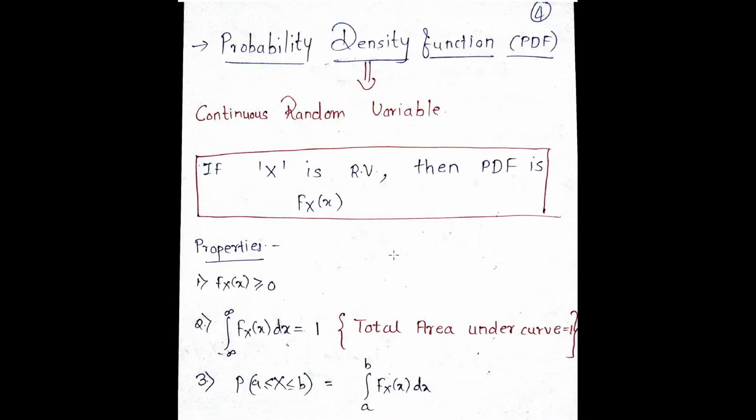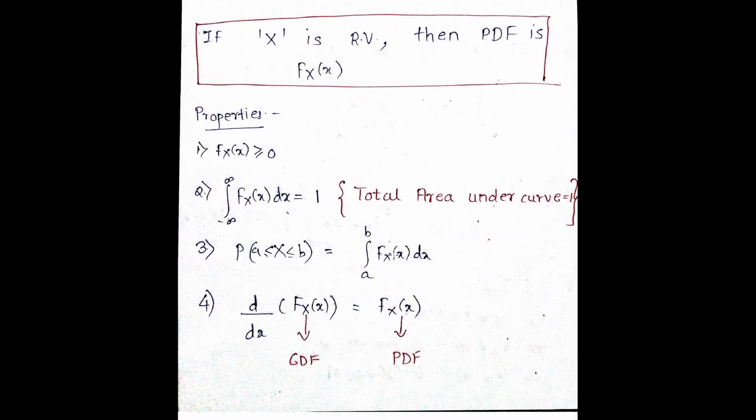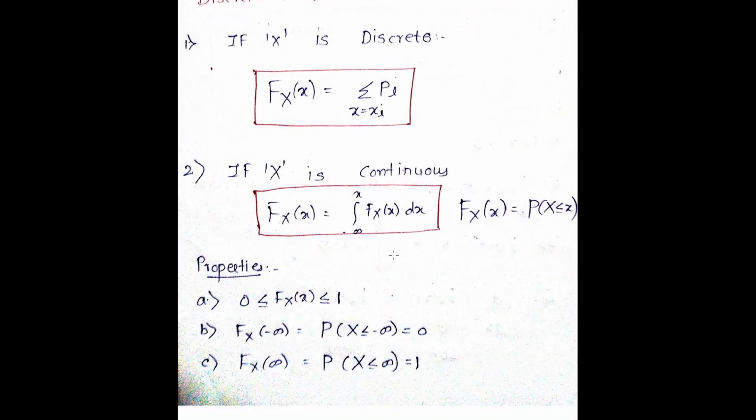Now, as we learned the properties of PDF, probability density function, let's try to understand the properties of CDF, that is cumulative distribution function. The CDF value will always be between 0 to 1. Fx of minus infinity is 0 and Fx of infinity is 1. So these are the most important properties.